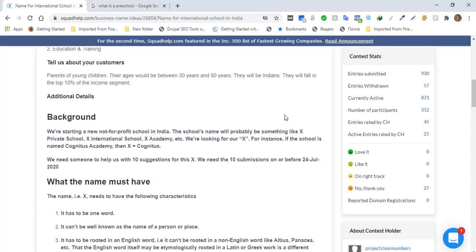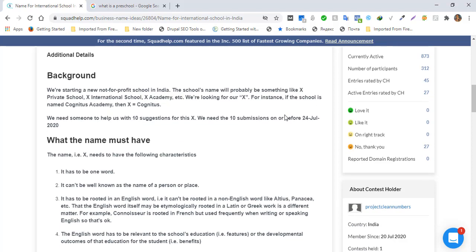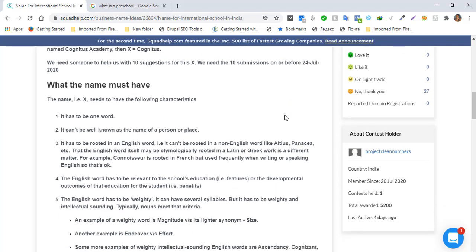It could be discouraging because we could have a lot of trolls. We just get the name idea, you might not even pick anyone. But that's what freelancing is for you. So we have gotten the background.